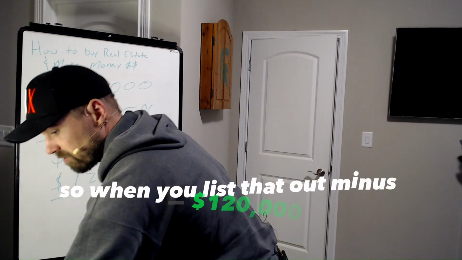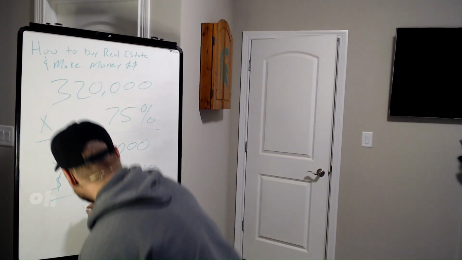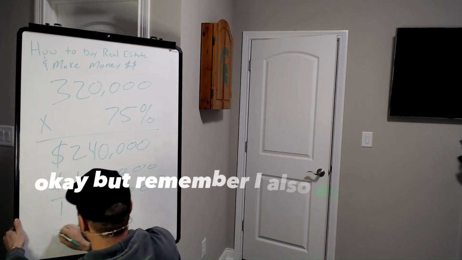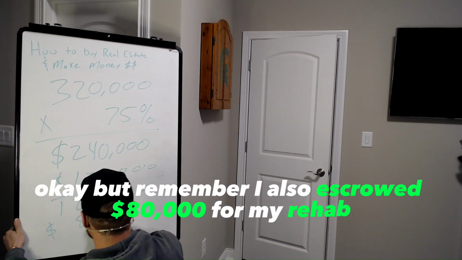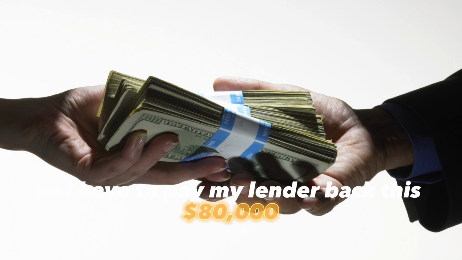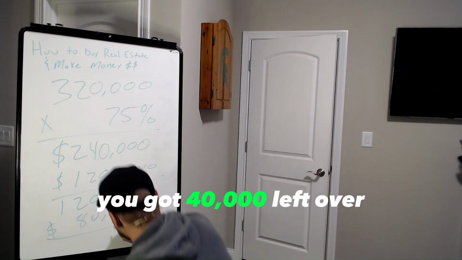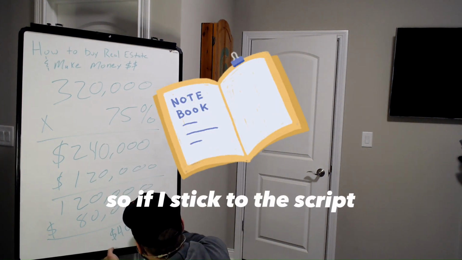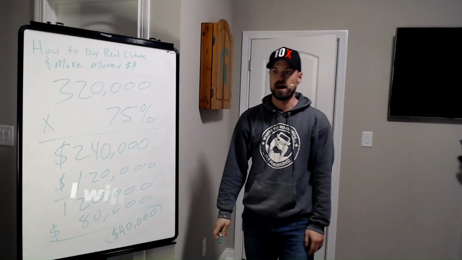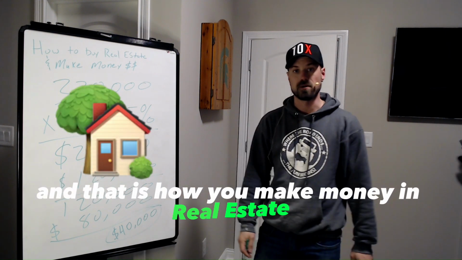So when you subtract that out, minus 120, it should have been easy math there, another $120,000. Okay, but remember, I also escrowed $80,000 for my rehab. So I have to pay my lender back this $80,000. When you take out that $80,000, you got 40 grand left over. So if I stick to the script, when I do a cash out refinance on this deal, I will get about $40,000 back. And that is how you make money in real estate.